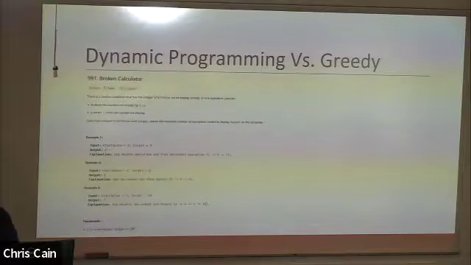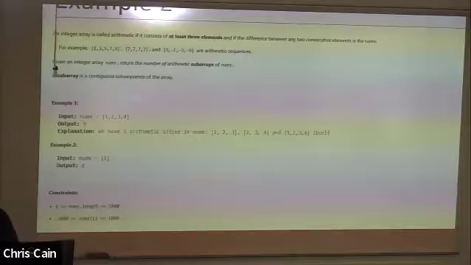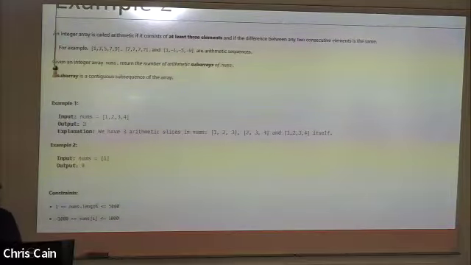So this was problem number 1. Here's problem number 2. An integer array is called arithmetic if it consists of at least 3 elements and the difference between any 2 consecutive elements is the same. So we have some subarrays here that are arithmetic sequences. We have 1, 3, 5, 7, 9. The difference between each of those is 2. 7, 7, 7, 7. The difference between each of those is 0. 3, -1, -5, -9. Difference between each of those is -4.